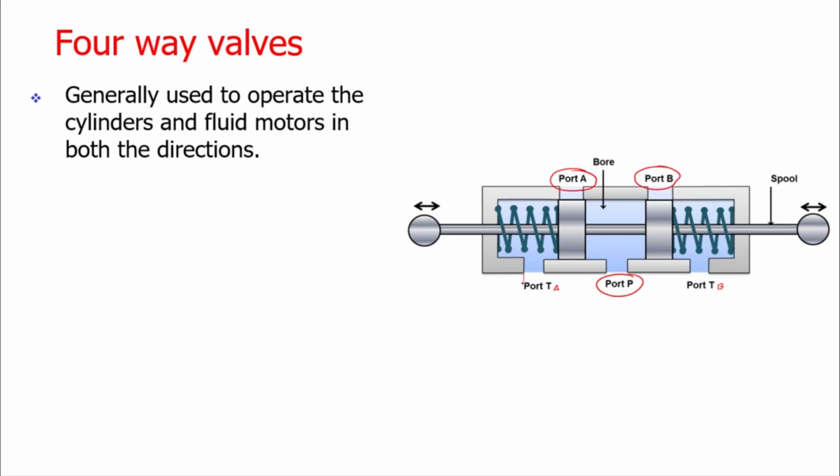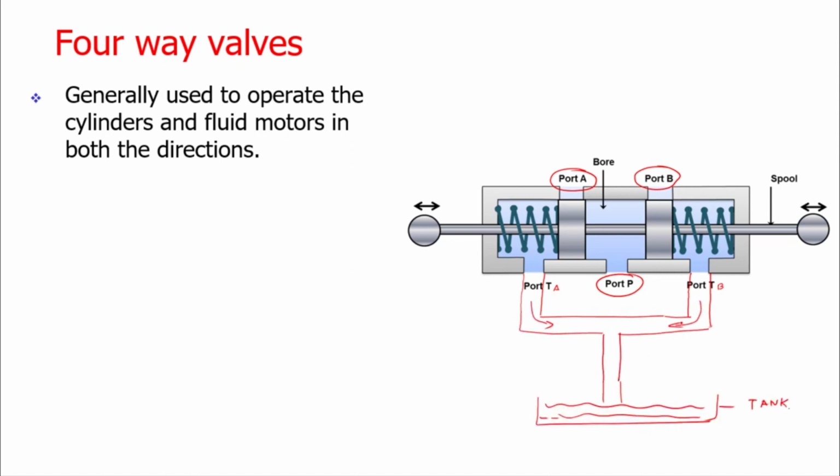But internally these ports are connected to each other. So we are having a common passage which is bifurcated. The inside construction is something like this. The port TA and port TB are connected to each other, and we are having a common passage to the tank. So the number of ways to be noted here are 1, 2, 3 and 4. Even though TA and TB are bifurcated, it is considered as only one port, so it is to be noted over here.